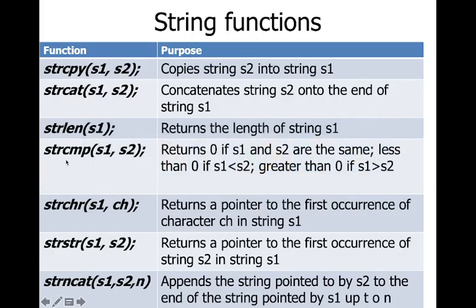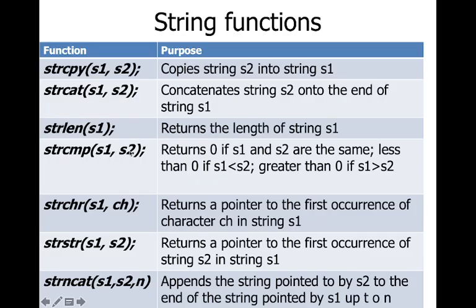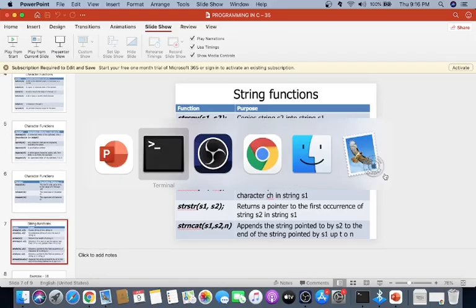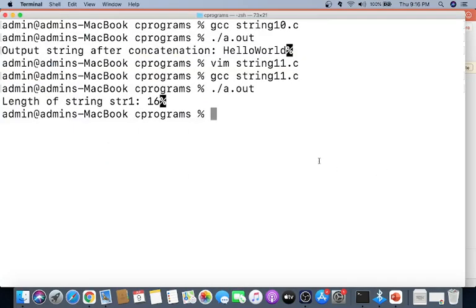Now after that we have string comparison, strcmp(s1, s2). It returns 0 if both the strings are equal. This is comparison, so both the strings will be compared. If s1 and s2 are the same string, it will return 0; less than 0 if s1 is less than s2, and greater than 0 if s1 is greater than s2. Okay, we will see an example.